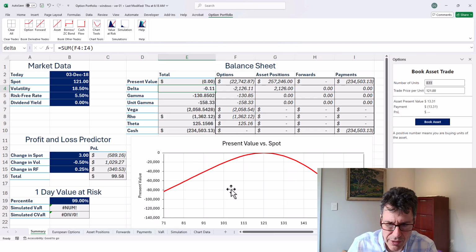We can see this, I call it a frown shape, in the present value versus spot. We're sitting here at the top. Approximately whichever direction it moves, the move costs us 0, but of course the bigger the move, the gamma kicks in and we lose more money. Okay, so that was part A.